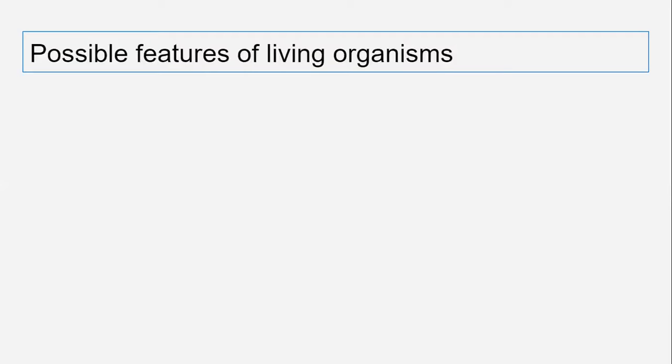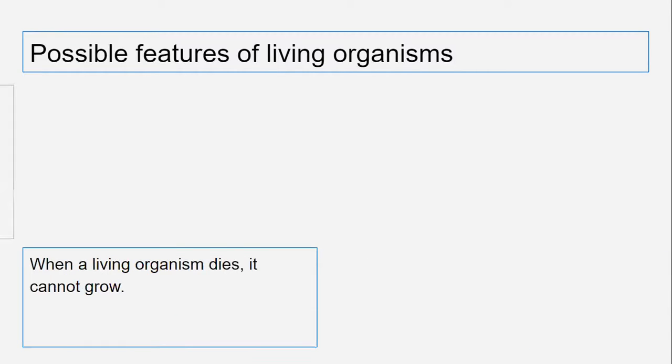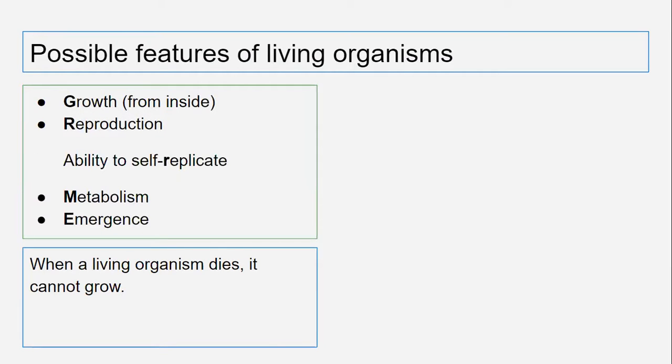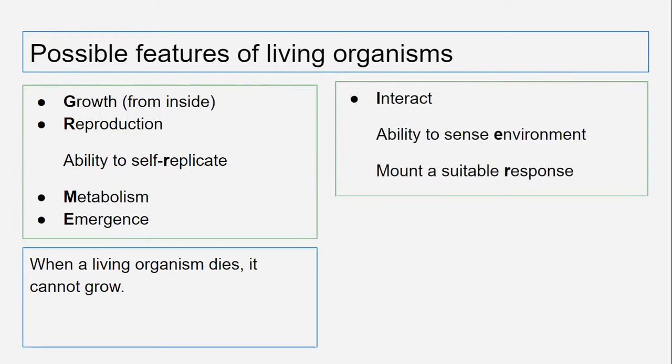All right. So, what do you all think are the possible features of living organisms? We can say that when growth is present, an organism is living. Similarly, if an organism is reproducing, then it is living. Living beings interact, right? They sense the environment and then they mount a response to that environment. And you also know about the evolutionary sequence, how living beings have arisen from the previous living beings. So, growth, reproduction, metabolism, interaction, and emergence are all the possible features of living organisms.